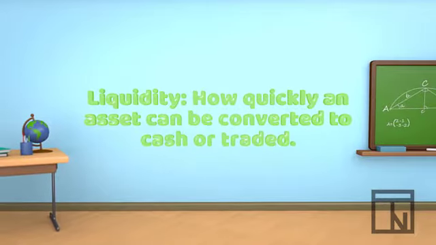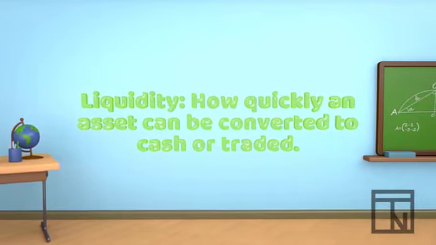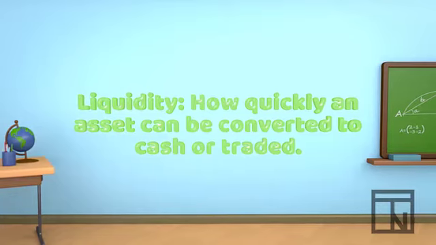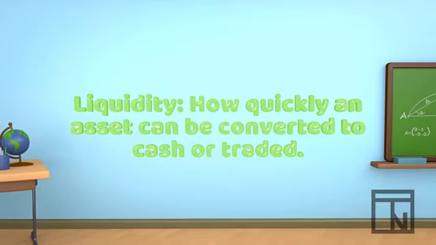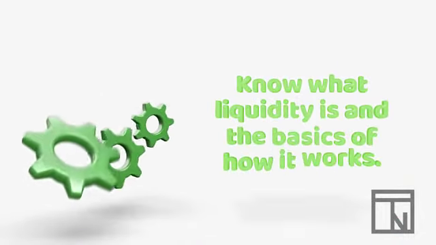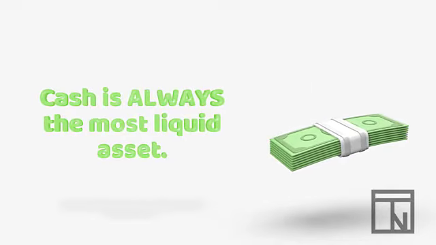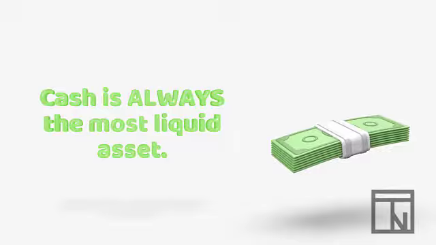So what does liquid mean? The term liquid in accounting refers to how quickly an asset can be converted into cash and traded. The faster I can trade something, the more liquid that asset is. For a beginning accounting course, I don't expect you to be an expert on liquidity, but it is important to remember what it means and know some of the basics. Because liquidity refers to how quickly an asset can be converted to cash, cash is always the most liquid asset and always goes first in your chart of accounts.